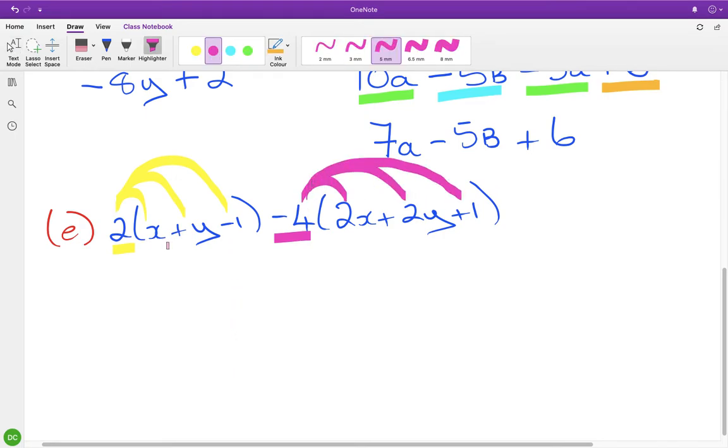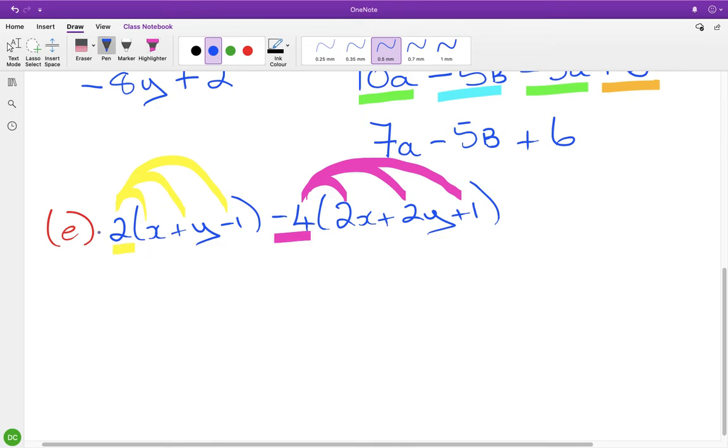Because there are 3 things in the bracket, there's 3 terms, we call them, in the brackets, it's going to require 1, 2, 3 multiplications. Remember that the number outside must be distributed across every term in the bracket. So if there's 3 terms in the bracket, that's going to be 3 multiplications. Okay, so let's go back.